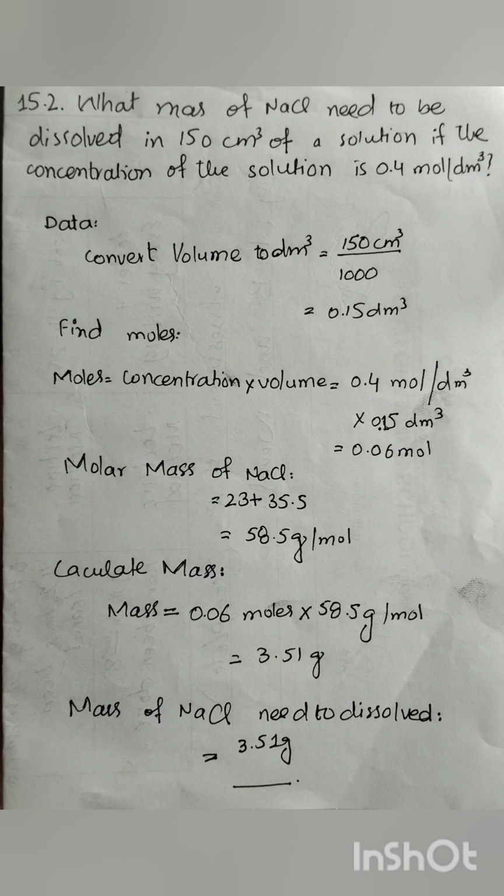In second step, we will find molar mass, and then after this we will put our values into the mass formula to calculate mass, which gives us the answer of 3.51 gram, which needs to be dissolved in a solution of 0.4 mole per decimeter cube.